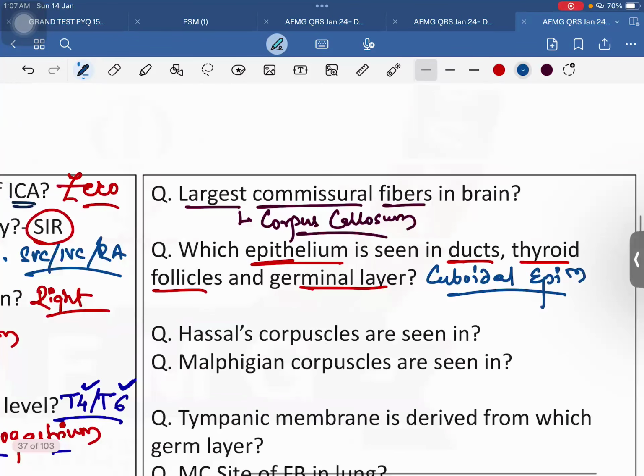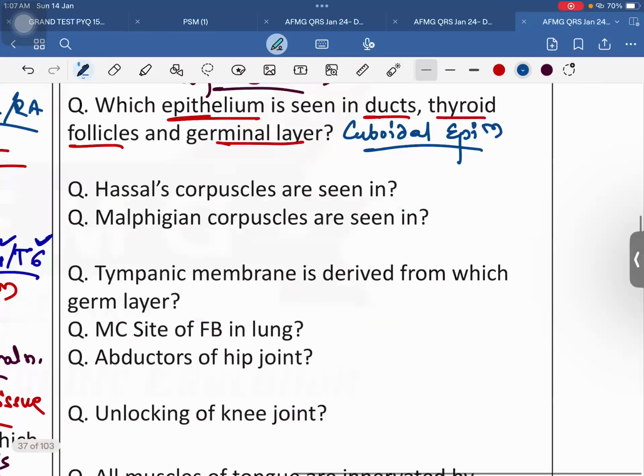No issues with this. Next important, if they ask you, Hassall's corpuscles. I've already told you Hassall's corpuscles are the specialized cells which are seen in the thymus, beta. They are the specialized cells of the thymus.